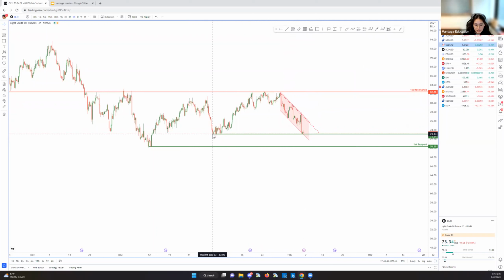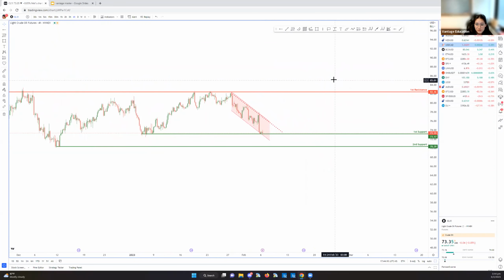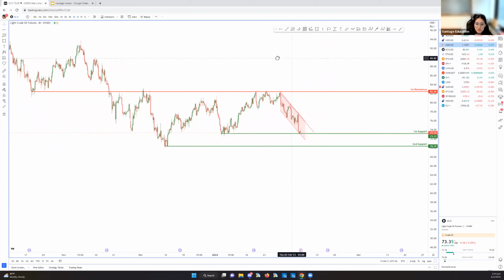And my entry over here. So this will be my first support as well as my second support. So now let's pull out some Fibonacci levels.